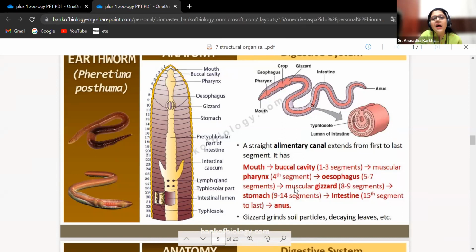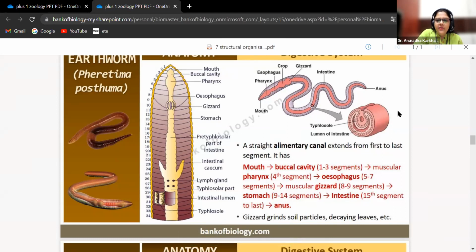We don't have a gizzard, but they have got a gizzard, like we saw in cockroach. Even these will have a gizzard, in segments 8 and 9. Stomach is from segment 9 to 14, just like us, how we have a stomach. After the stomach we have small intestine and large intestine, but they have only one intestine, followed by the anus. Right?